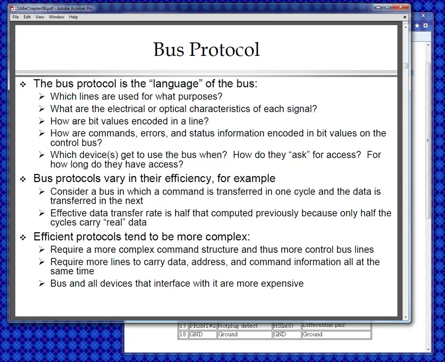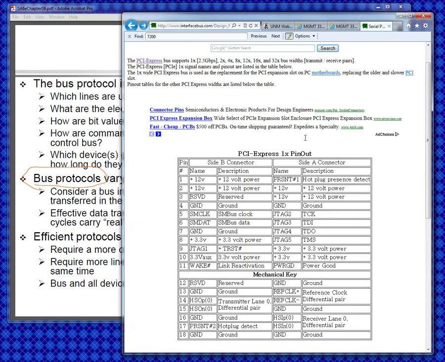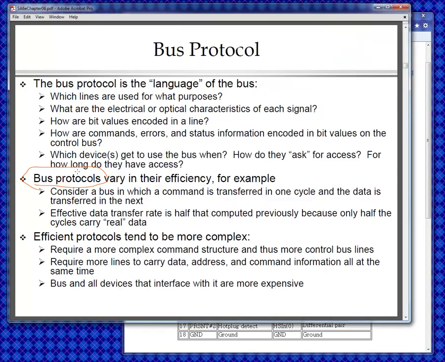Put all this together and you've got a bus protocol. Now, different bus protocols vary in their efficiency. Stepping aside for a minute, note that when we're talking about PCI Express, we are talking about a bus standard both in the electrical sense, the electrical and optical characteristics, which lines for which purposes, and in the control, command, access, and status. So it's both rules for how you use it as well as lower level rules for how you encode it and send it electrically.